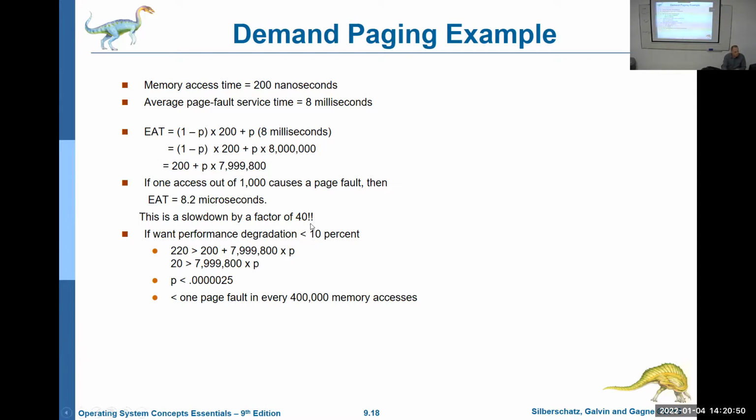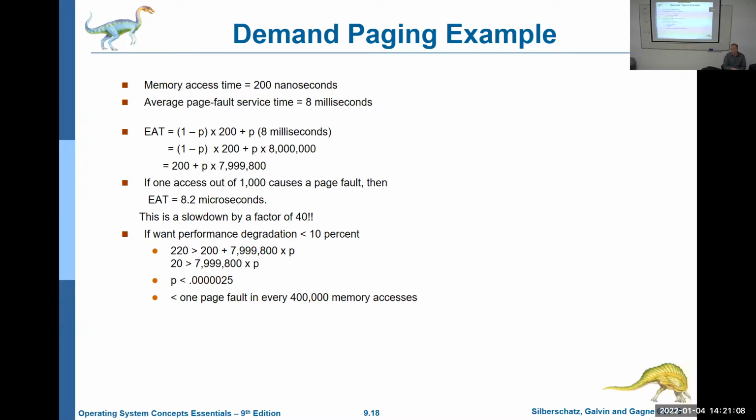What Zava asks is, a factor slowdown of what? In comparison to if there would be no page faults. If the page fault rate would be 0, then we'd be just left with our 200 that we were given as the memory access time.